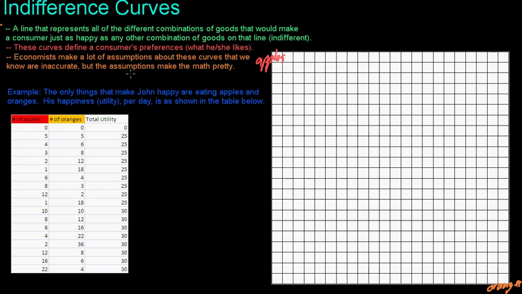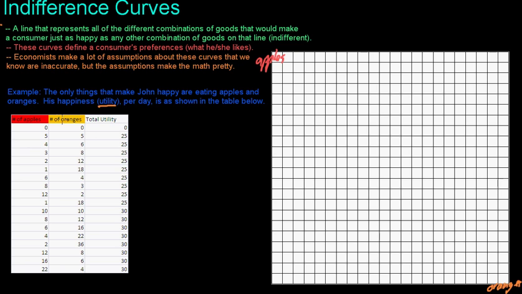So with that said, we're going to just go ahead and get right down to an example, and I'll explain a lot more as we work through it. Okay, so imagine that the only thing that makes John happy is eating apples and oranges. So his happiness, or utility, which is just another synonym for happiness in my mind, that's the easiest way to explain it, per day is as shown in the table below.